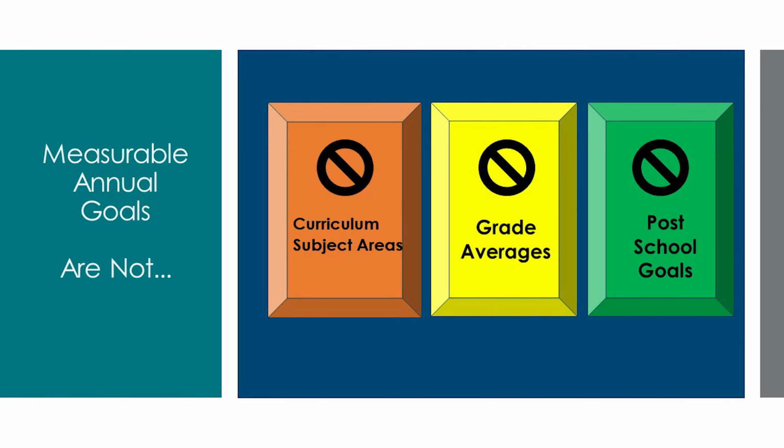And they are not the same as post-secondary goals or post-school goals, which address a student's post-school training, employment, and independent living. Post-school goals address what the student plans on doing after graduation, while measurable annual goals are what is being done currently in school to help increase a student's academic and functional needs.